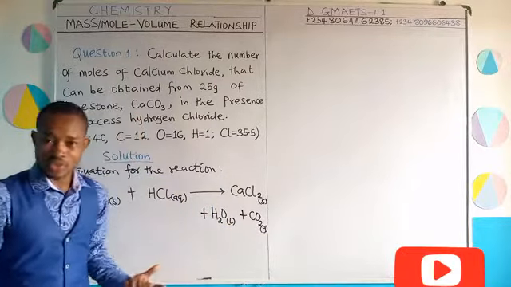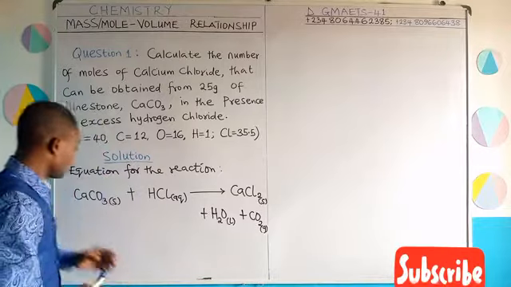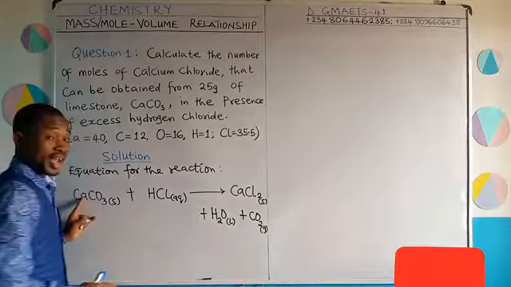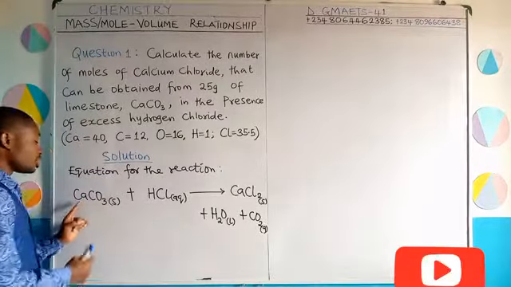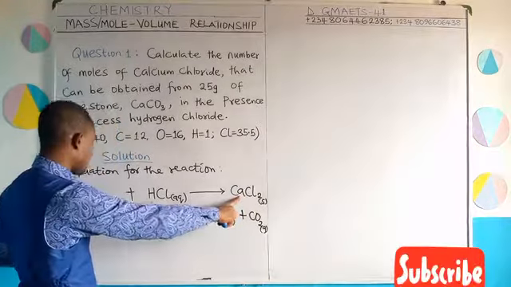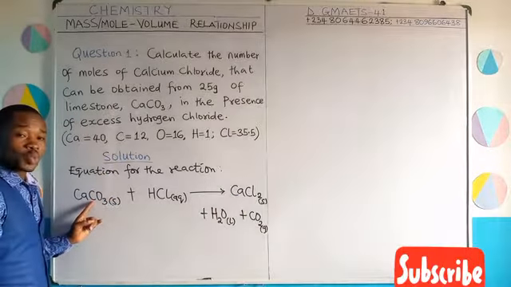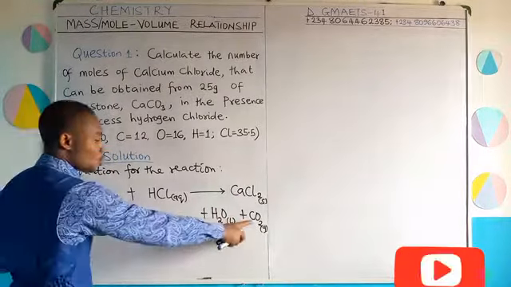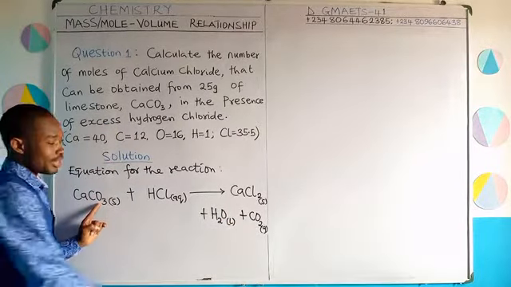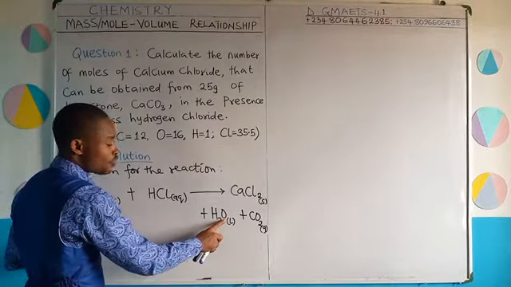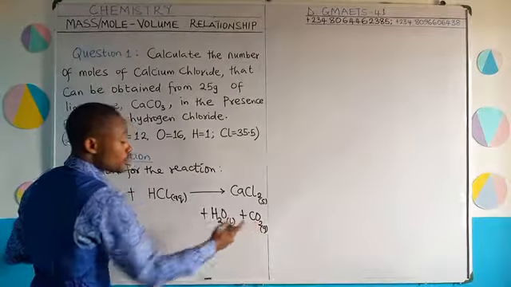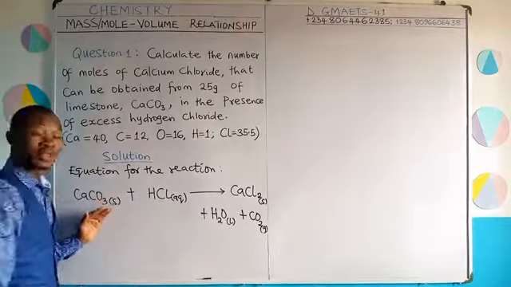But I don't know if this reaction is balanced here, so let us look at it. In the product side, calcium is 1. In the reactant side, calcium is 1. Carbon is 1 in the reactant side, and carbon is 1 in the product side. Oxygen is 3 in the reactant side. Let's look at the product side. In water, we have 1 atom of oxygen, and in carbon dioxide, we have 2 atoms of oxygen. If you add 1 to 2, you get 3 of oxygen in the product side, so it balances.